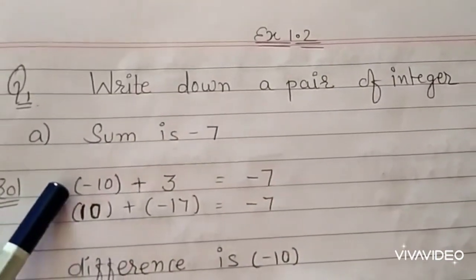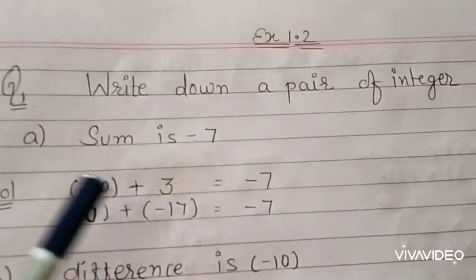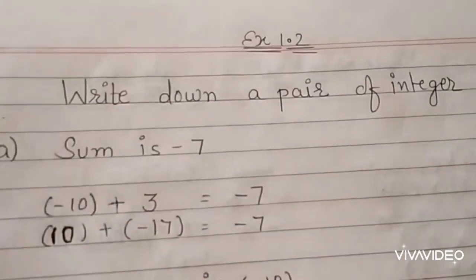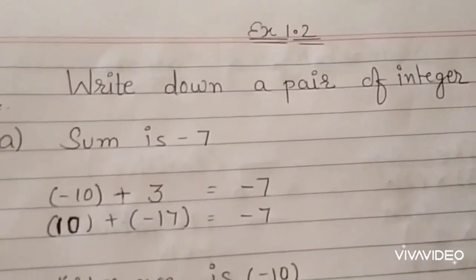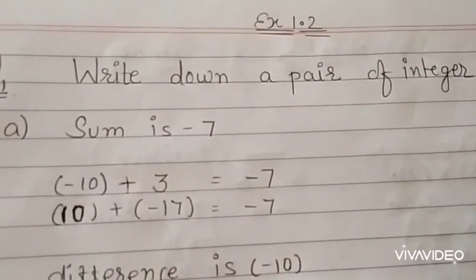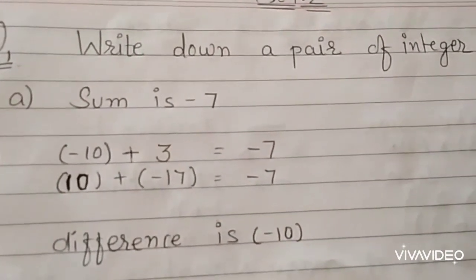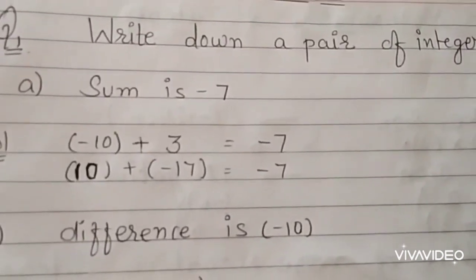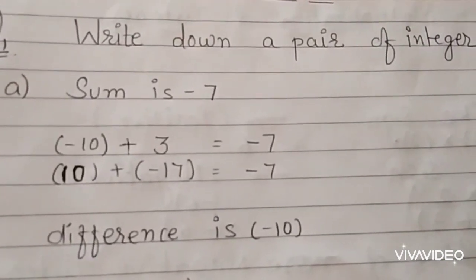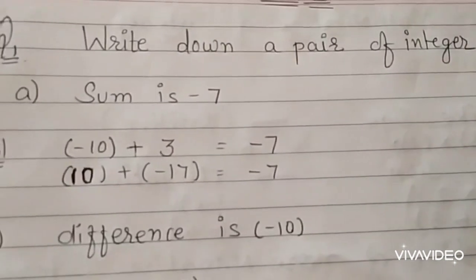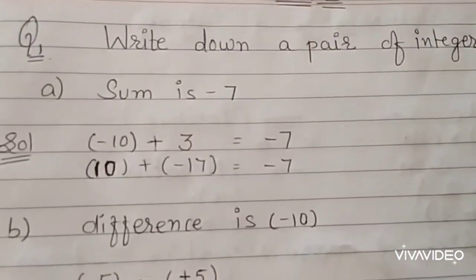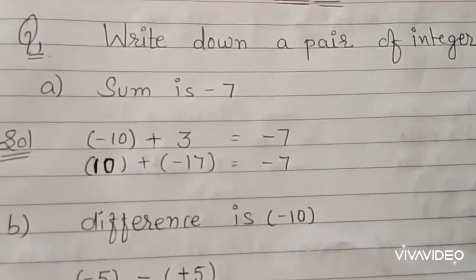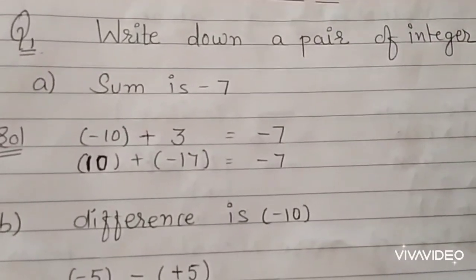For example, I have taken minus 10 plus 3. One negative integer and one positive integer. And their sum is minus 7. Now another example I have taken is 10 plus minus 17. Here 10 is a positive integer and minus 17 is a negative integer. Their sum is minus 7.